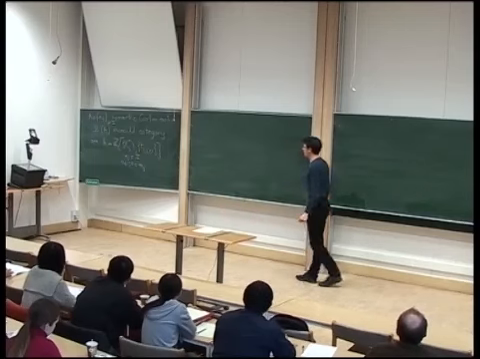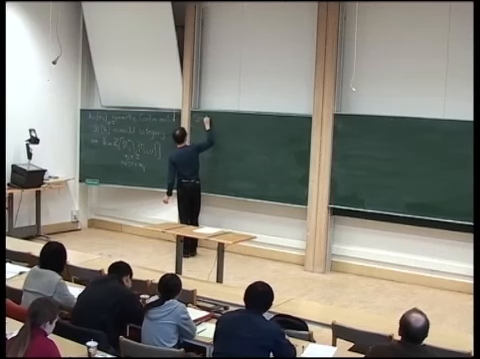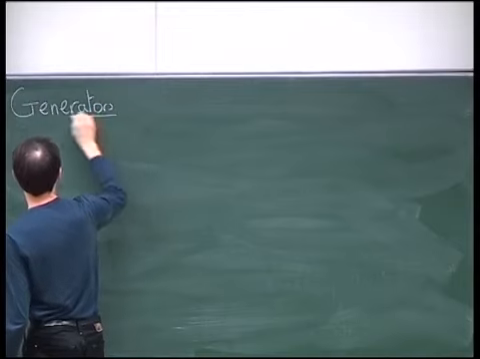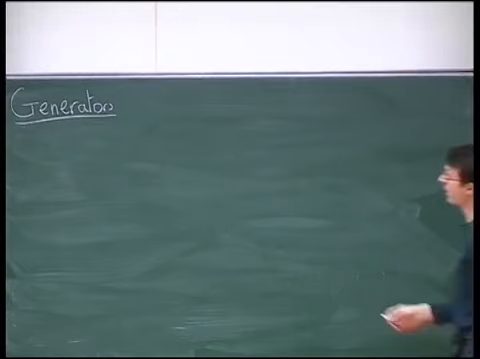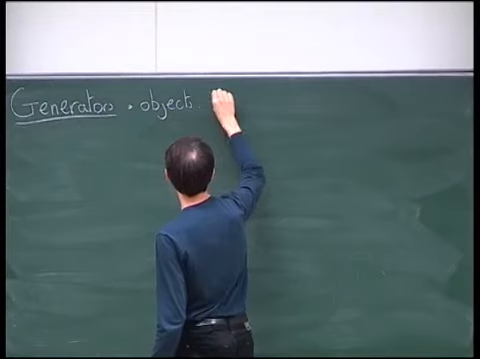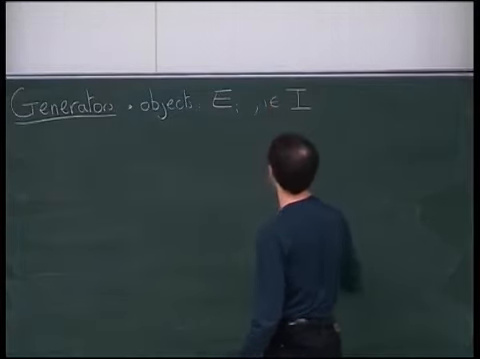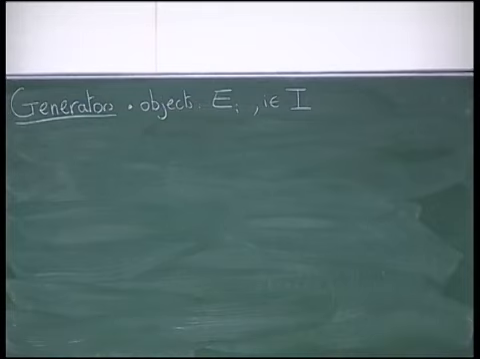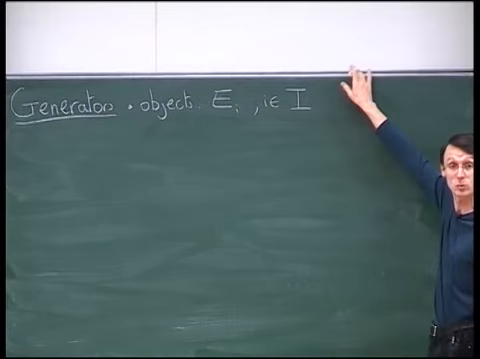And this monoidal category is given by generators and relations. So the generators, I will first talk about objects. So the generating objects are E_i, with i in I. So that's it for objects. So usually there isn't much going on with objects in a monoidal category. There's more going on with arrows. So that's all I'm going to say about objects.